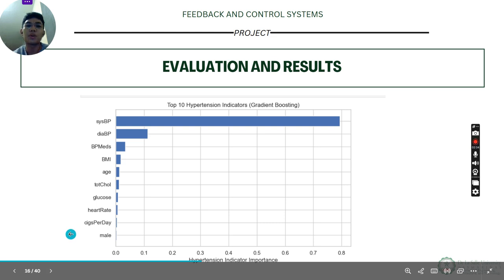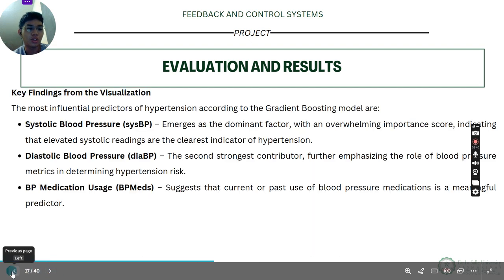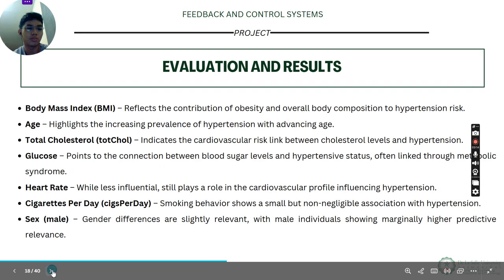Here are the top 10 hypertension indicators. So, as you saw, systolic blood pressure emerges as a dominant factor with an overwhelming importance score, indicating that an elevated systolic blood pressure is the clearest indicator of hypertension, while second is diastolic blood pressure, further emphasizing the role of blood pressure metrics in determining hypertension risk. Third is BP medication, blood pressure medication, which is also a meaningful predictor.